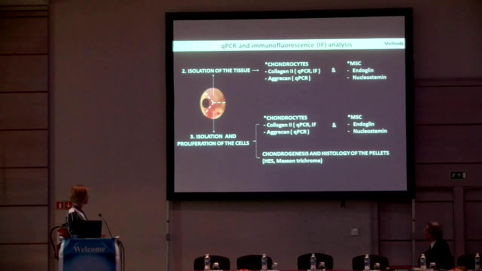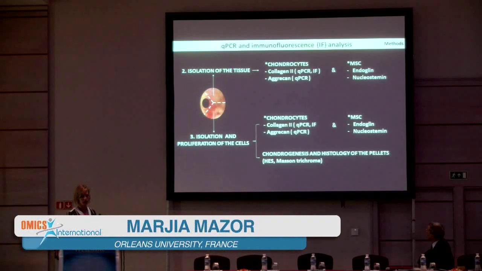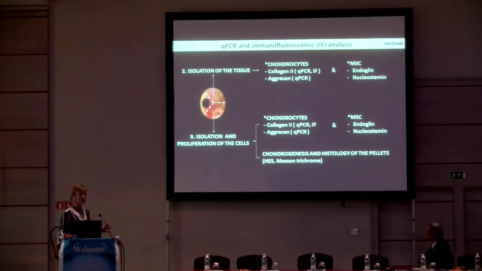And the third part we use for isolation of the cells, we proliferate the cells. Then after the proliferation assay, we again measure markers for chondrocytes and mesenchymal stem cells to see differences between before proliferation and after proliferation, but also one part of the cells we are using for chondrogenesis. Actually, we are putting the cells in a medium which stimulates the differentiation of the cells to chondrocytes, and we are observing, are we able to form cartilage?